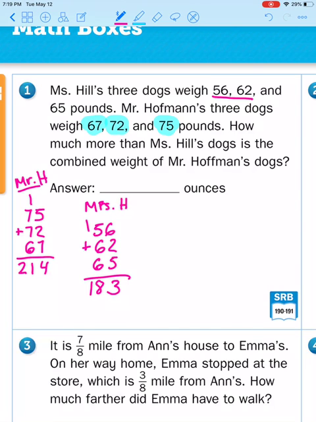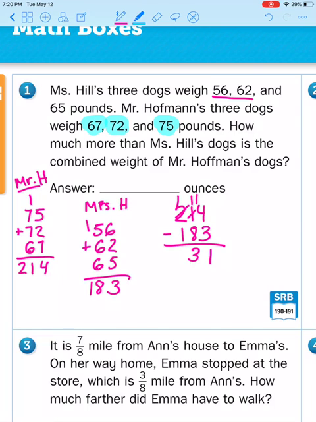So now we have to figure out the difference between the two dogs. So Mr. Hoffman's dogs are 214 pounds minus Mrs. Hill's dogs. So I know that 4 minus 3 is 1. I have to change this to an 11 and borrow from the hundreds place. 11 minus 8 is 3. And then 1 minus 1 is 0. So now I'm left with 31 pounds.